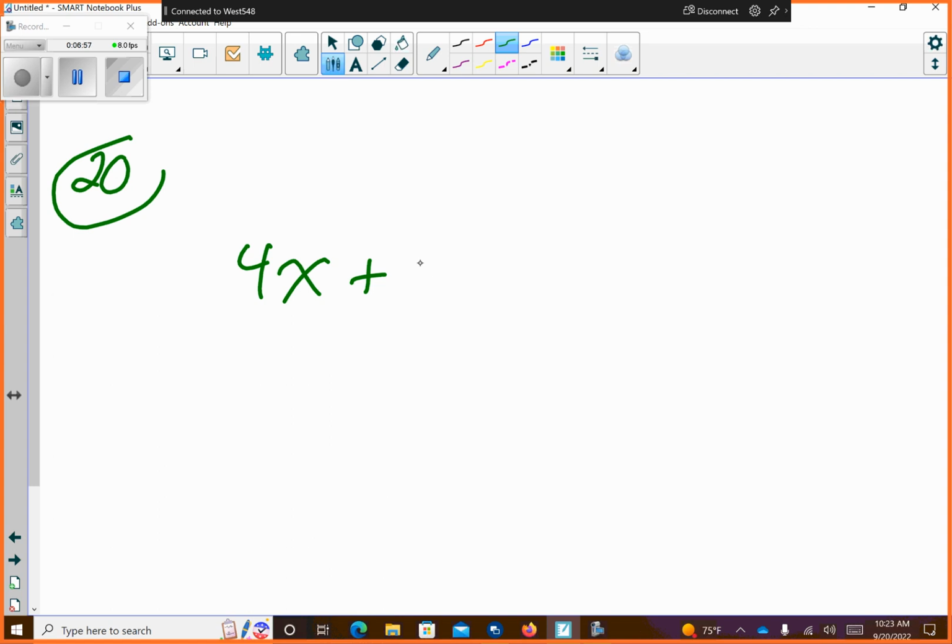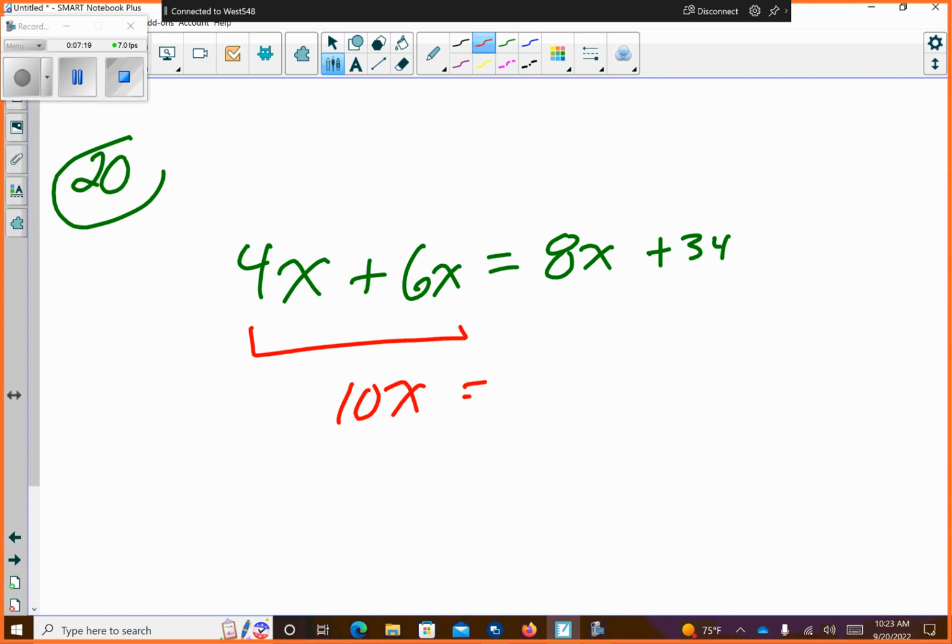Plus 6 times the number. How do I write 6 times the number? Is equal to, oh, that means equal. 8 times the number. How do I write 8 times the number? 8x plus 34. Okay. This one's kind of goofy, but let's see. That should be 10x equals 8x plus 34.